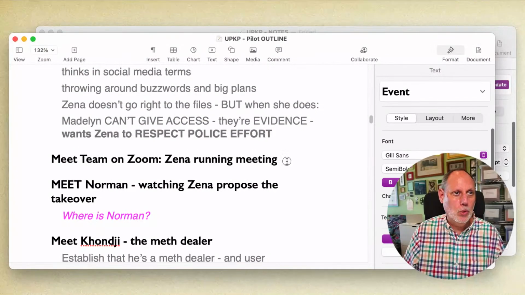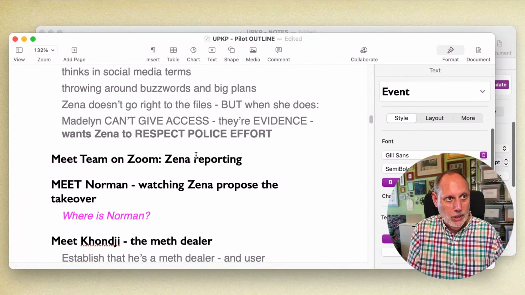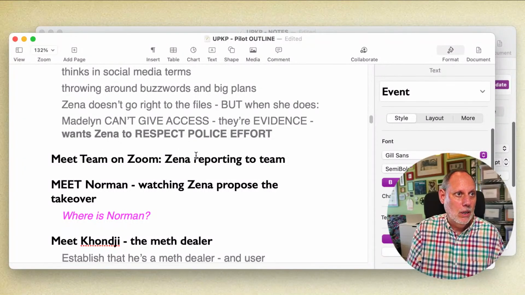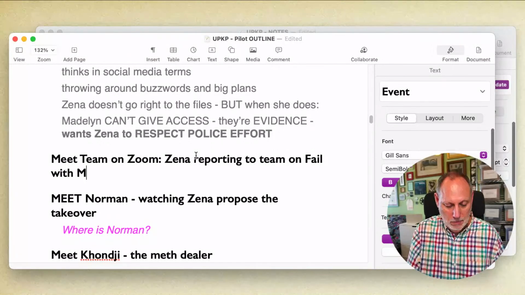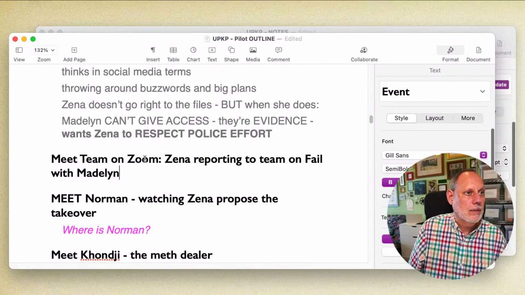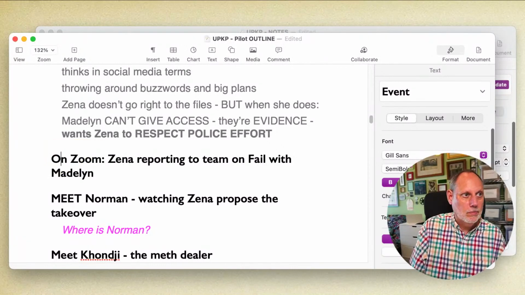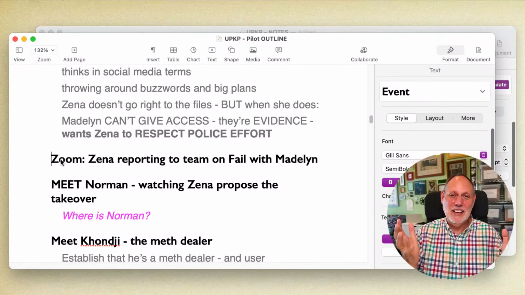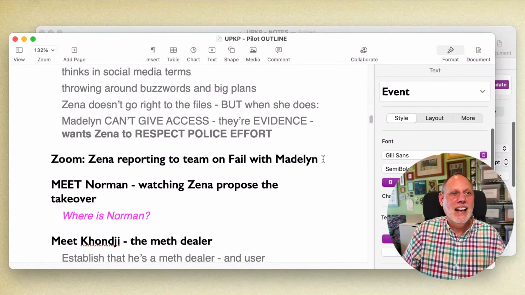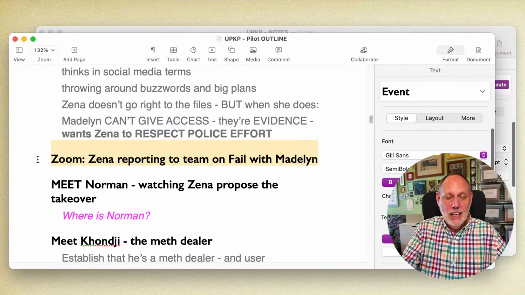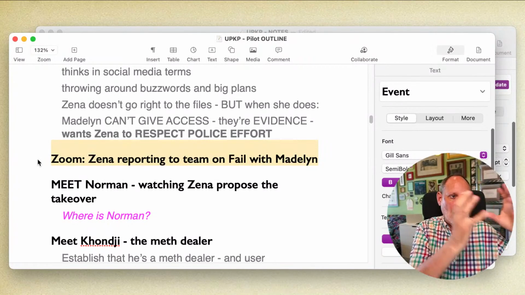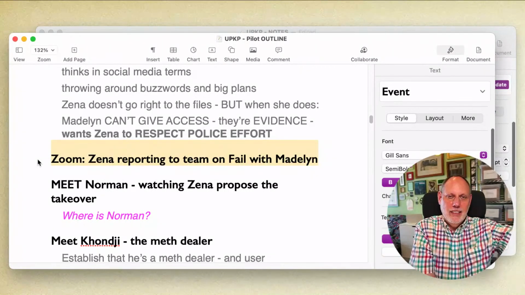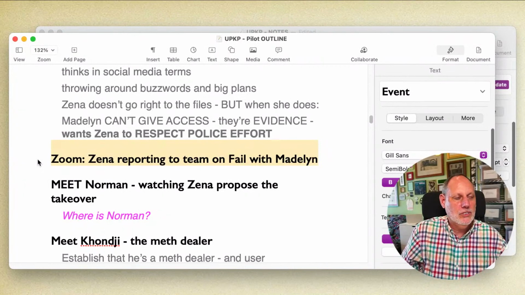And now she's reporting to team on fail with Madeline. On Zoom. There we go. And just there, look, I got it down to one line. It's sort of a thing. I try and get it down to one line if I can. I try to have these headlines just be one line, just because it helps my eye. It helps my eye say, this is the thing, this is the deal, this is the point of this.